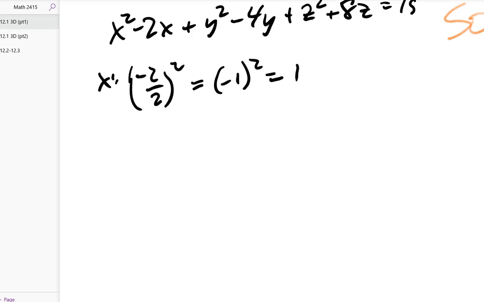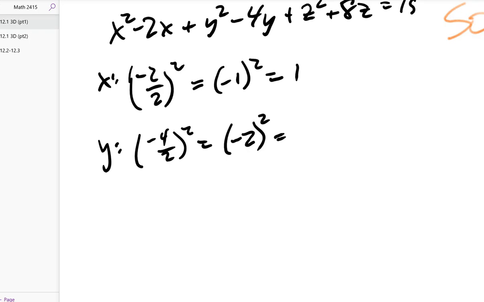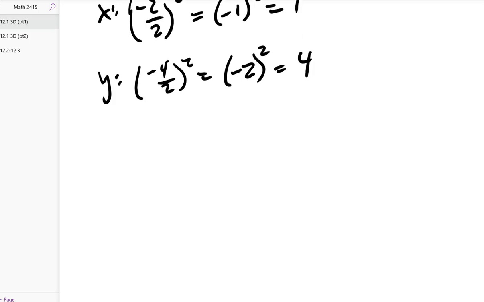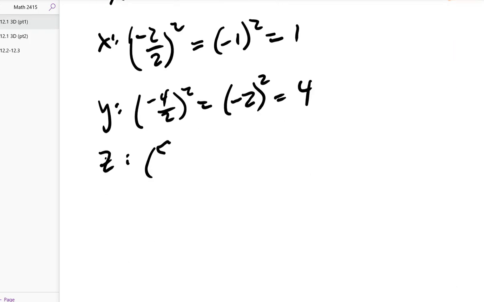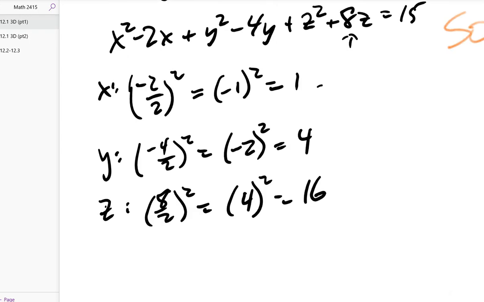All right? So then in the y's, you're going to take the negative 4 and do the same process here: divide by 2 and square it. So negative 4 divided by 2 is negative 2 squared, and this is 4. And for z, what was z? Z was 8. So 8, you're going to divide it by 2 and square it. Now the reason for all this is in an algebra course. I'm not going to go into it. You can Google complete the square, and maybe Wikipedia will show you. So we have 1, we have 4, and we have 16.